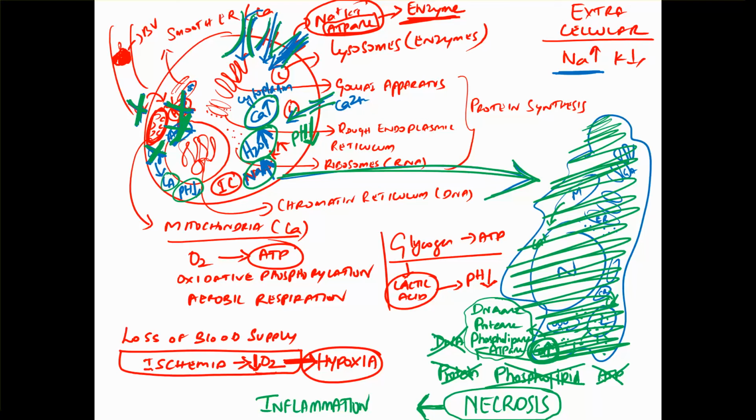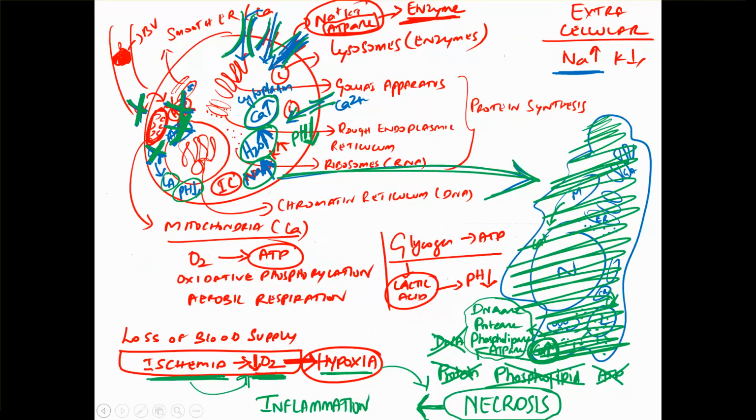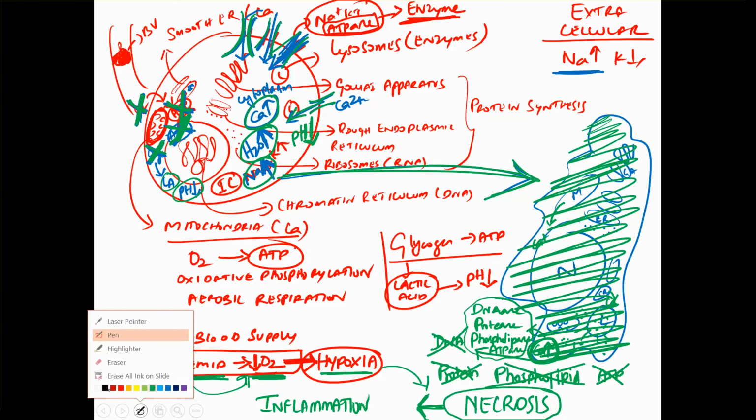So this all happens because of no oxygen. So this all happens because of reduced oxygen, hypoxia, and this happens because of ischemia. Okay, so ischemia produces hypoxia, and this hypoxia will result in necrosis. So this is the mechanism of necrosis.